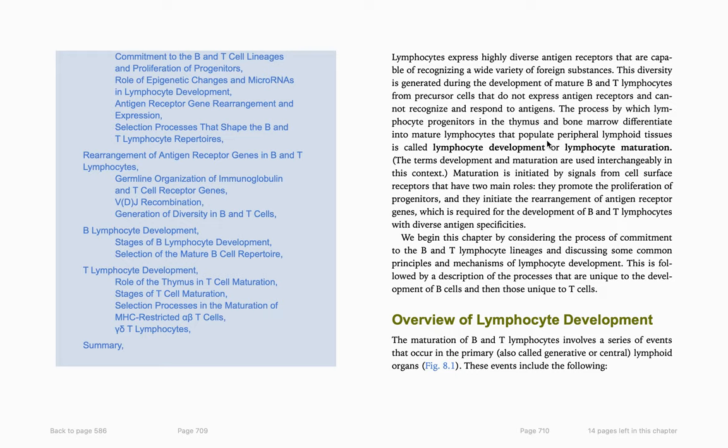of progenitor, role of epigenetic changes and microRNAs in lymphocyte development, antigen receptor gene rearrangement and expression, selection process that shape the B and T lymphocyte repertoire. Then we'll see rearrangement of antigen receptor genes in B and T lymphocyte, germline organization of immunoglobulin and T cell receptor gene, VDJ recombination, generation of diversity in B and T cell. We'll see B lymphocyte development, stage of B lymphocyte development, selection of mature B cell repertoire.